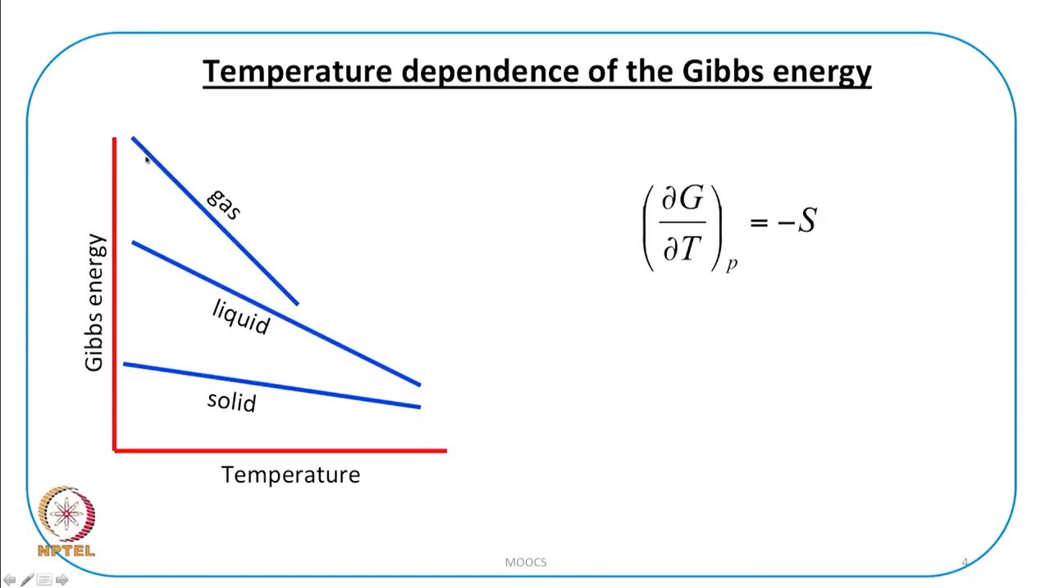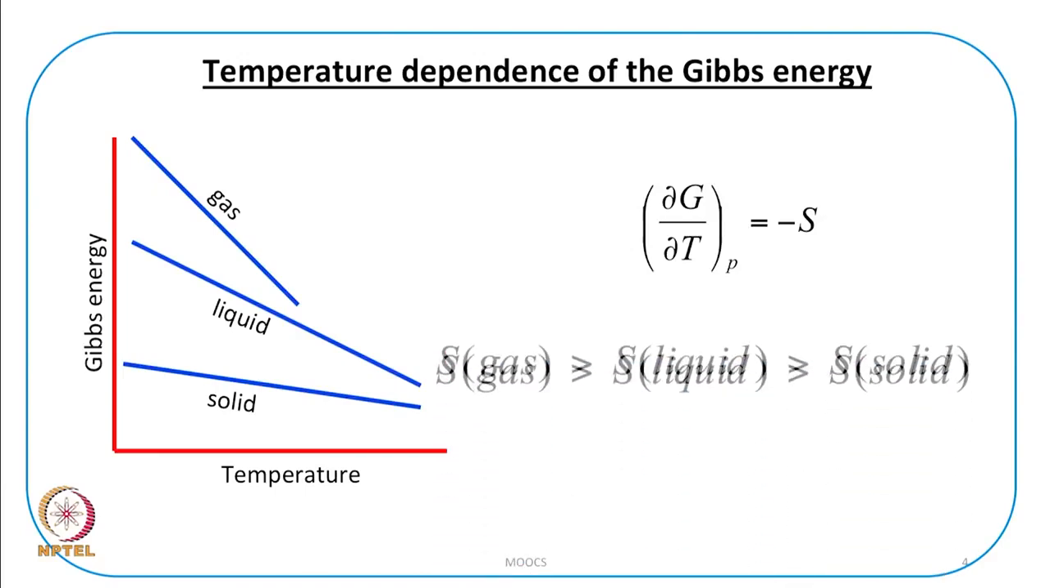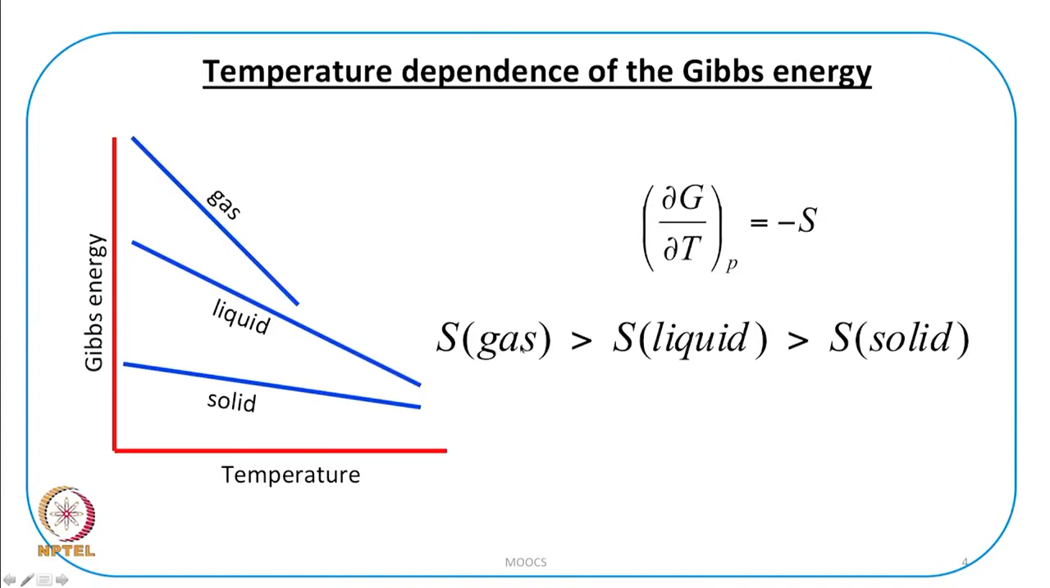However, the slope is most negative for gas, followed by liquid, and then followed by solid. What could be the reason for this change in slope? That is, the slope is maximum negative for gas, followed by liquid, followed by solid. The answer lies in this expression, because the slope is dependent on the value of entropy. And obviously, the entropy for a substance in the gaseous form will be highest, because molecules are free to move around, followed by that of liquid and followed by that of solid. And this is the reason that you have a maximum negative slope for the gas, followed by that for liquid and followed by that for solid.